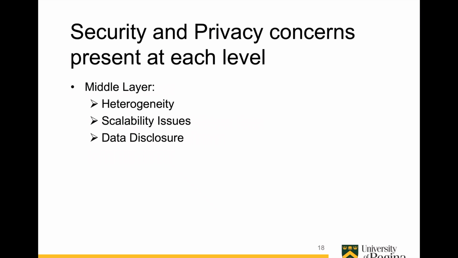At the middle layer, the most common issues are heterogeneity, scalability, and data disclosure. Heterogeneity: one of the biggest challenges in IoT is having different kinds of devices under one network, which becomes an interoperability problem across the system. Different devices use different communication techniques and protocols. This produces vulnerabilities in the system that an attacker can easily exploit to get inside the system.